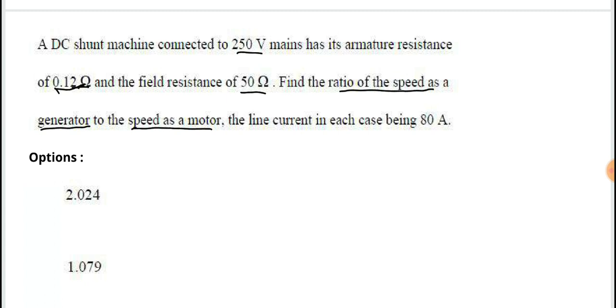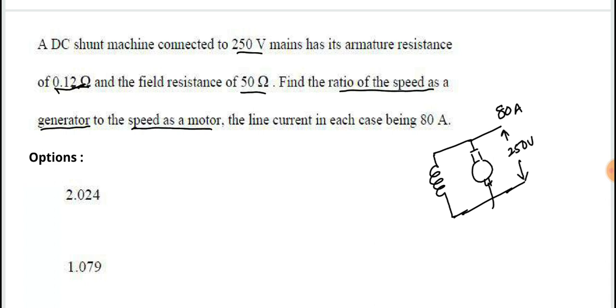Now what is this current here? See here, we have the field winding like this, and here we have the DC motor armature. The line current is given as 80 amperes. The voltage is 250 volts. What is the current carried by the field? We don't know. The line current is 80 amperes, the field resistance is 50 ohms, and here we have 0.12 ohms.